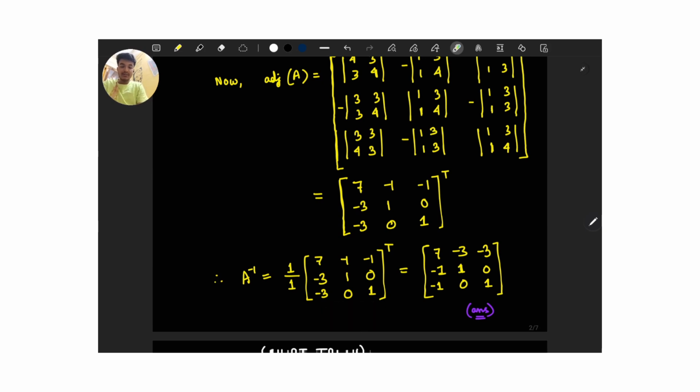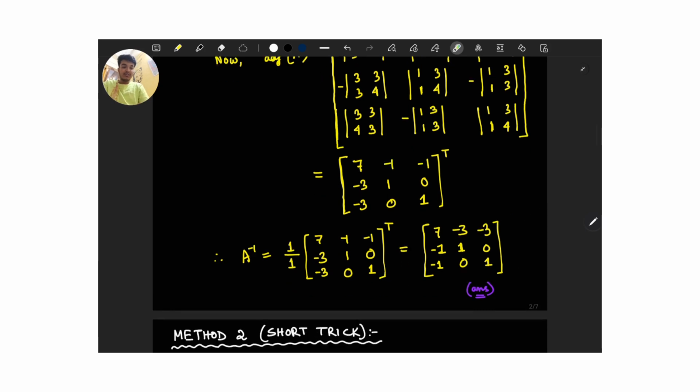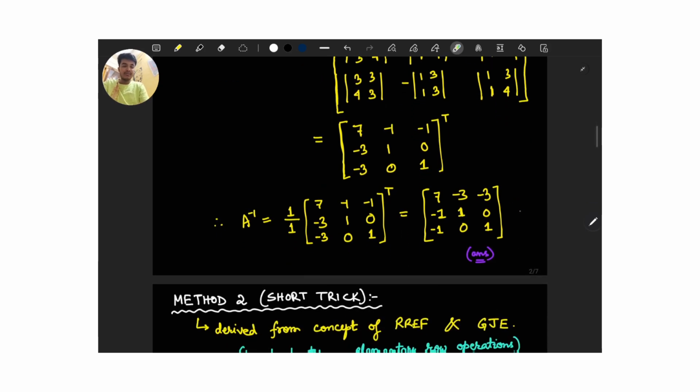So after computing this, we find the inverse of the matrix A comes out to be this. This is our A inverse basically. So we have this answer, and you all know this method very well, because you are familiar with this. You have learned it in your classes as well, to use this method to compute inverse of a matrix.